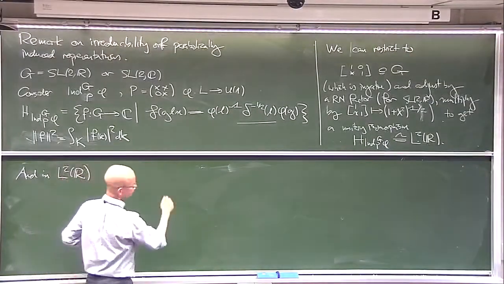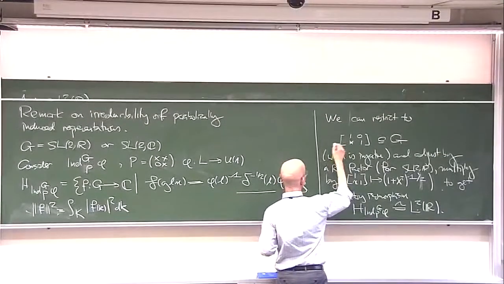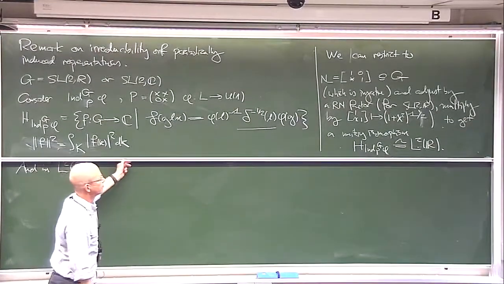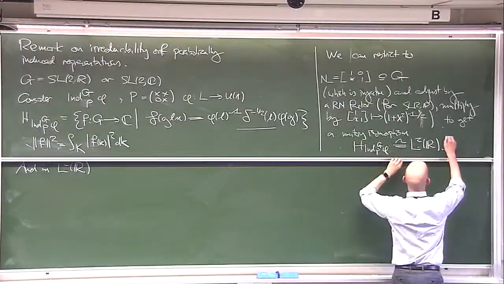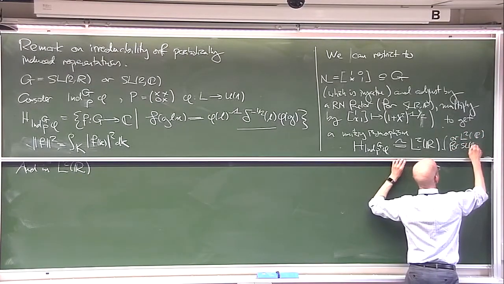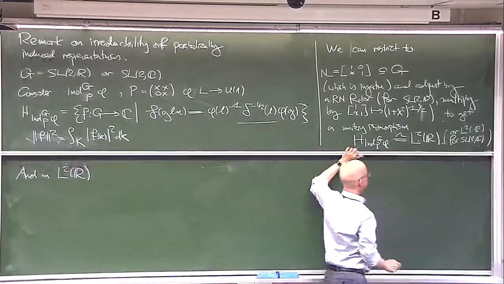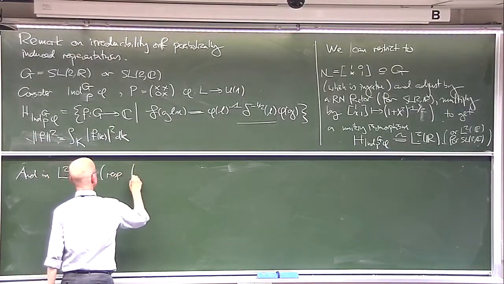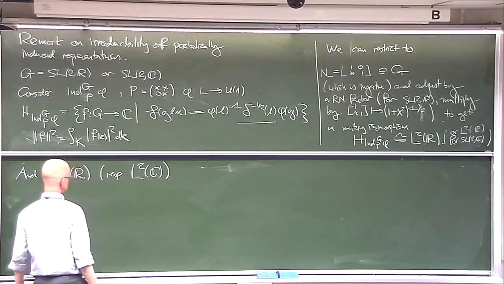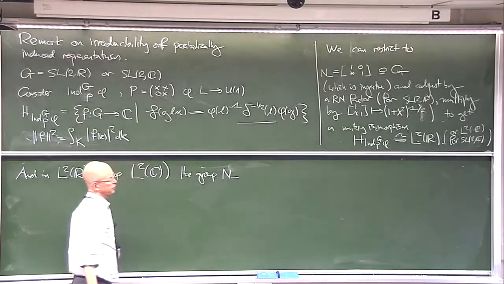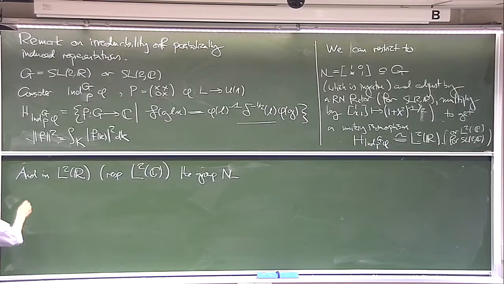In this L2R picture, N, the subgroup, I didn't give it a name, let's call it N minus, the lower triangle. And if you do the thing in the complex case, of course you get SL2C, you get L2C like that. And this N minus group, which is just a copy of the group R, or C, depending on the case, just acts by translation.